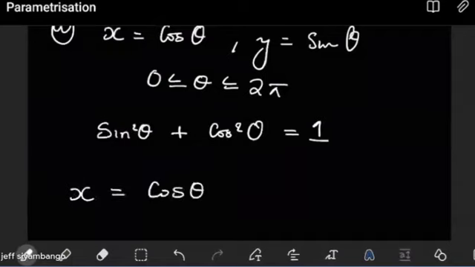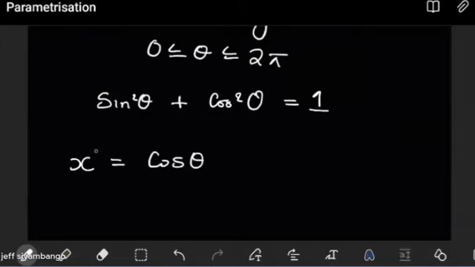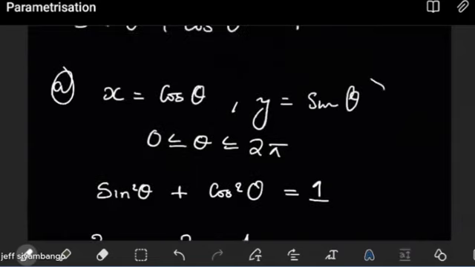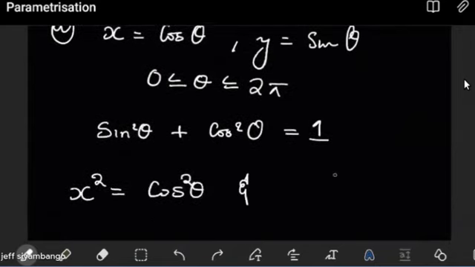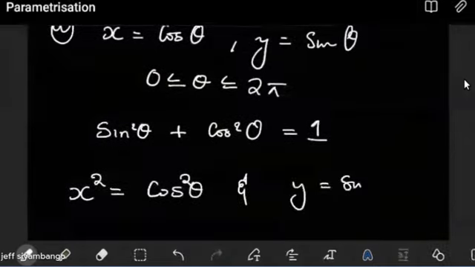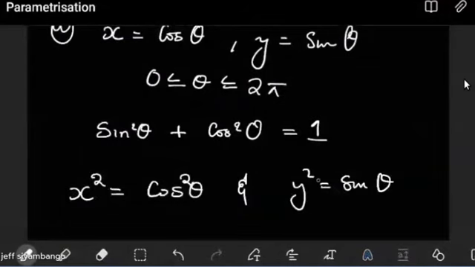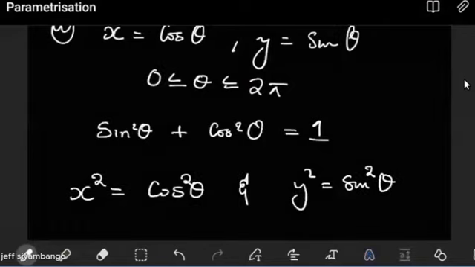I'll get the first one, and I'll square the left side and the right side, meaning that now I will have x squared equals cos squared theta. In the same way, I get the second parametric equation, y equals sine theta. When I square both sides, we'll have y squared, and on the right side, we'll have sine squared theta. So notice that I haven't changed anything in terms of my parametric equations. I've just squared both sides for each one of them.